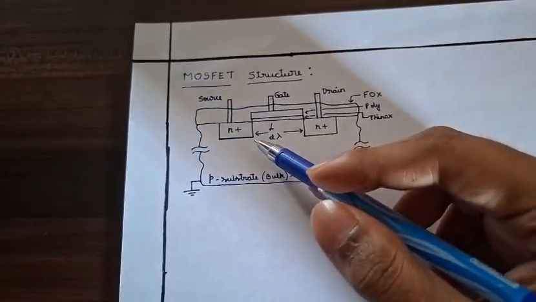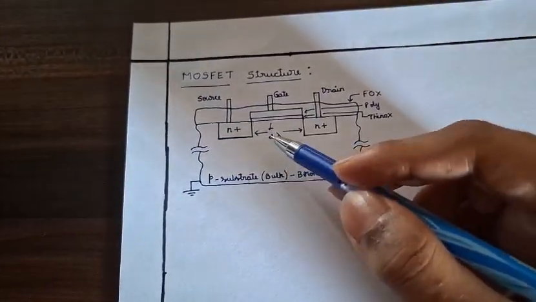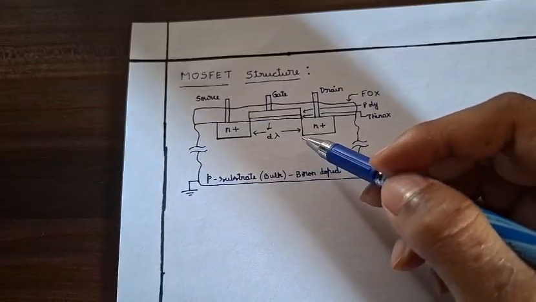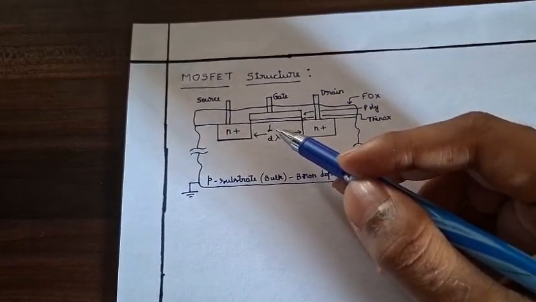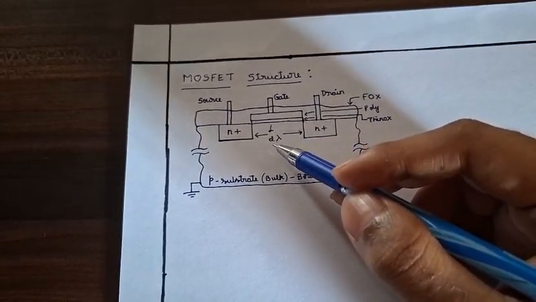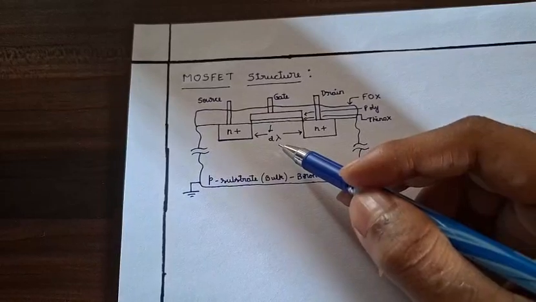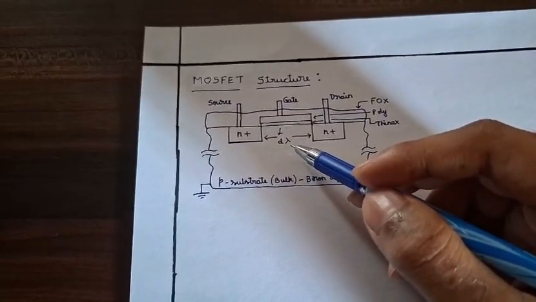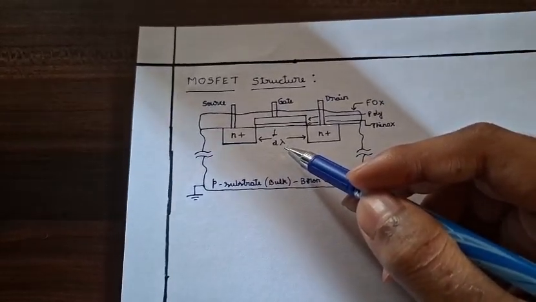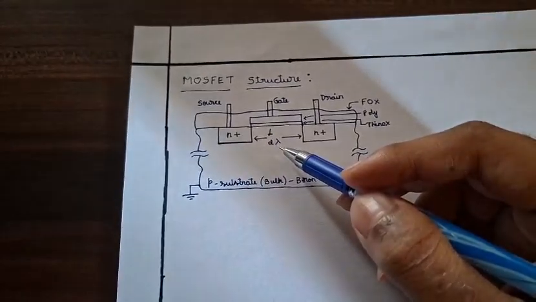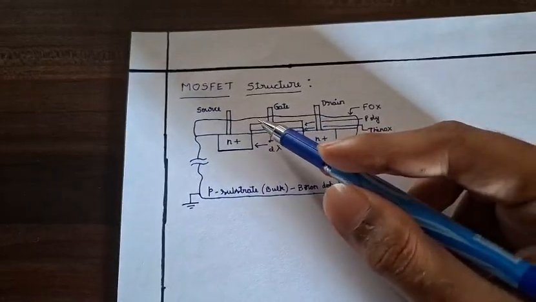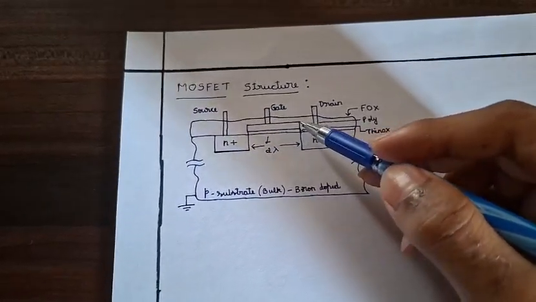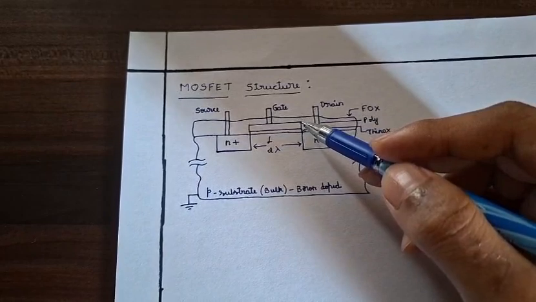and the region between the two N plus regions is the channel, which is represented by the letter L, and which is equal to 2 times lambda. Lambda here refers to the feature size, which is half the minimum gate length or the gate width.